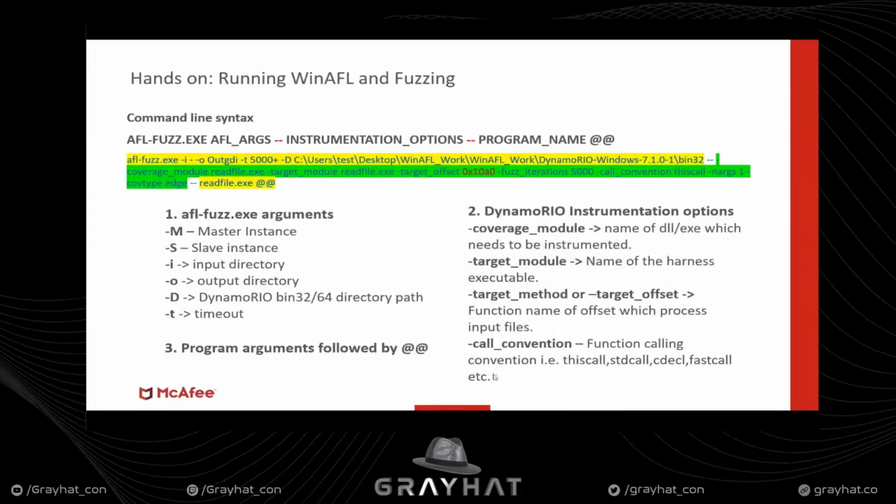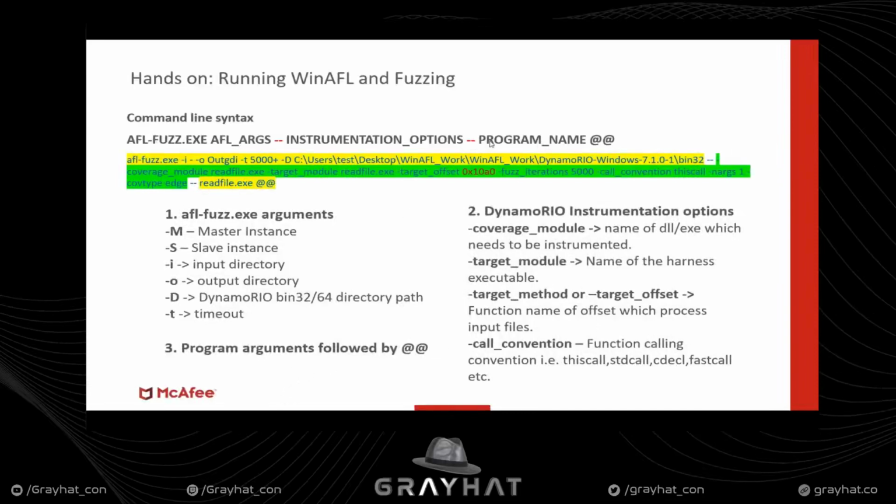Then another option which you need to specify is call convention. This is actually the function calling convention on Windows. It can be any one of the following: thiscall, stdcall, cdecl, fastcall. This is something which you can figure out depending upon your system architecture and based on the program which you are fuzzing. Generally it should be thiscall or cdecl or stdcall, any one of the following. And after that you need to give the third argument, which is program arguments followed by @@.